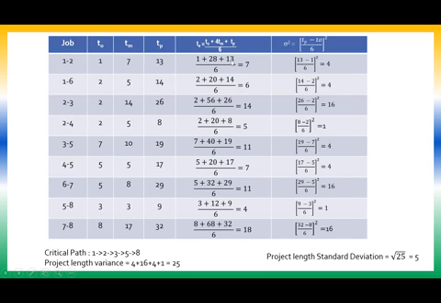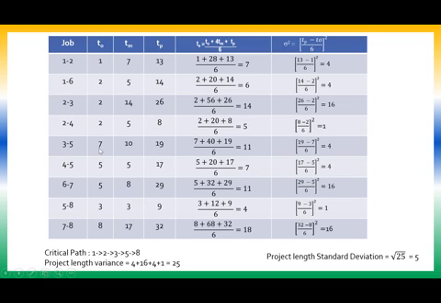Now find out the possible variances of individual activities. For every activity I am supposed to find out the individual variance, sigma square, using the formula (Tp minus To) by 6, whole square. So it is 13 minus 1, 12. 12 by 6 is 2. 2 square is 4. Then 14 minus 2 is 12. 12 by 6 is 2. 2 square is 4. 26 minus 2 is 24. 24 by 6 is 4. 4 square is 16. 8 minus 2 is 6. 6 by 6 is 1. 1 square is 1.